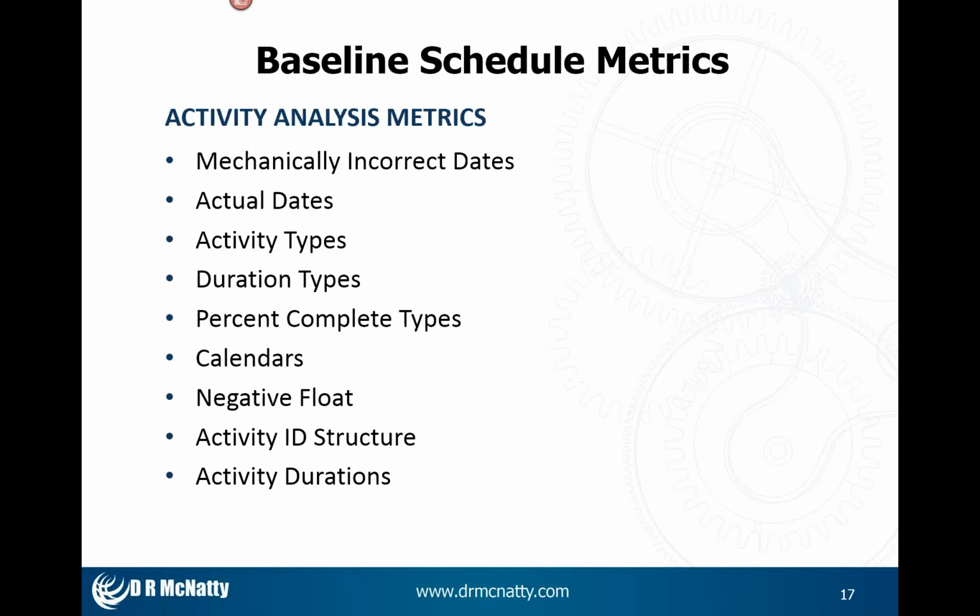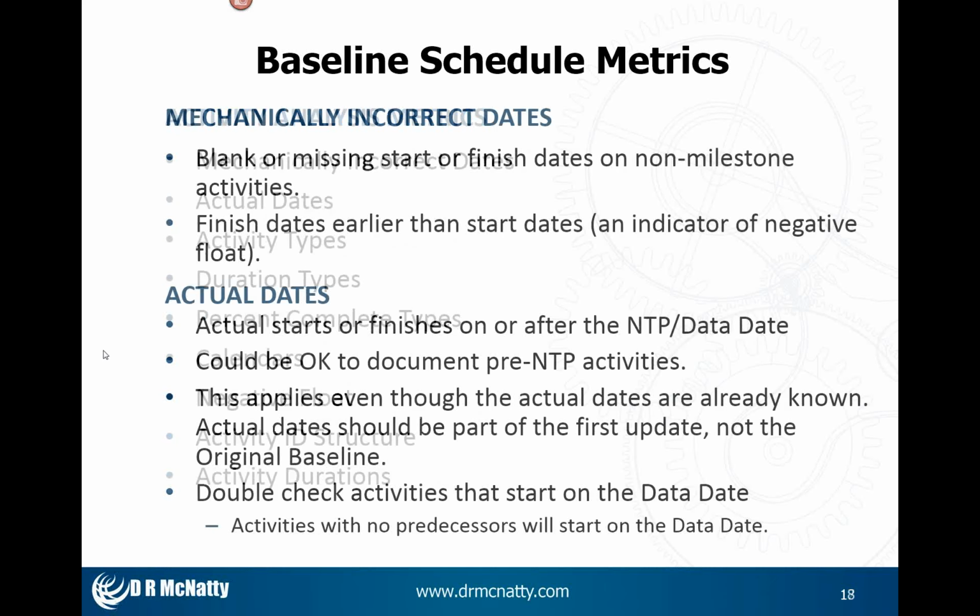Now, there's a lot of metrics that are at the activity level. We're going to cover all of these in the next few screens. Blank or missing start and finish dates. Well, you might think, well, that can't happen. Well, I could have an activity that's not a milestone, but for some reason got defined as a milestone. So it's only going to have a start or a finish date, but it's not a milestone, so I need to look into it. Finish dates are earlier than start dates, which causes negative float.